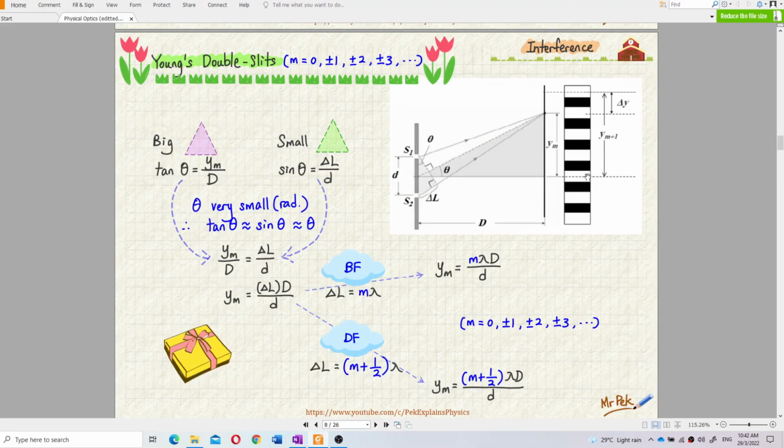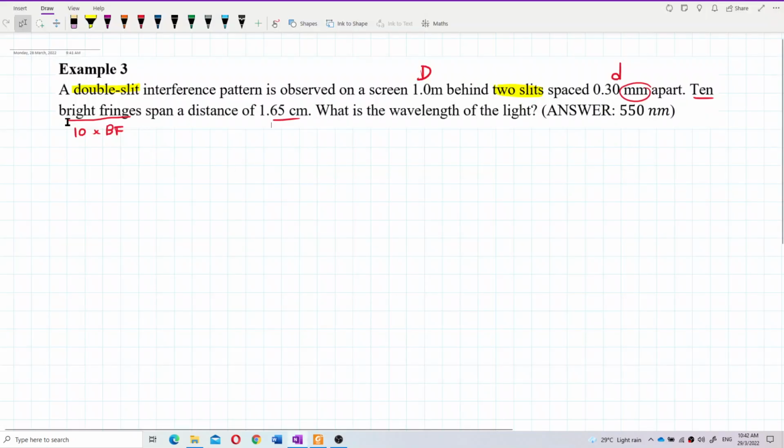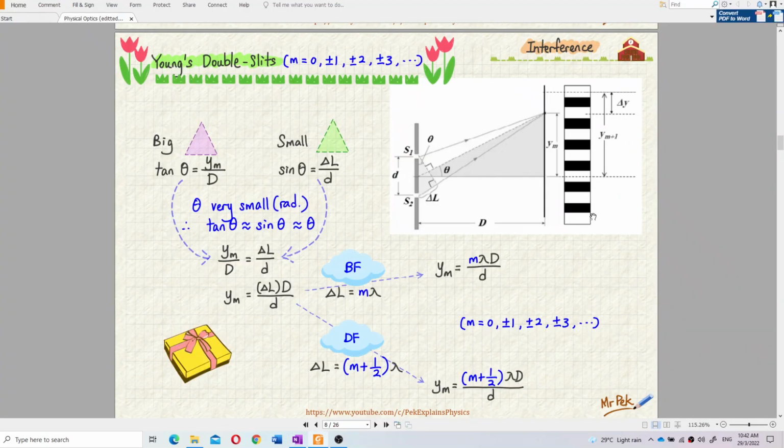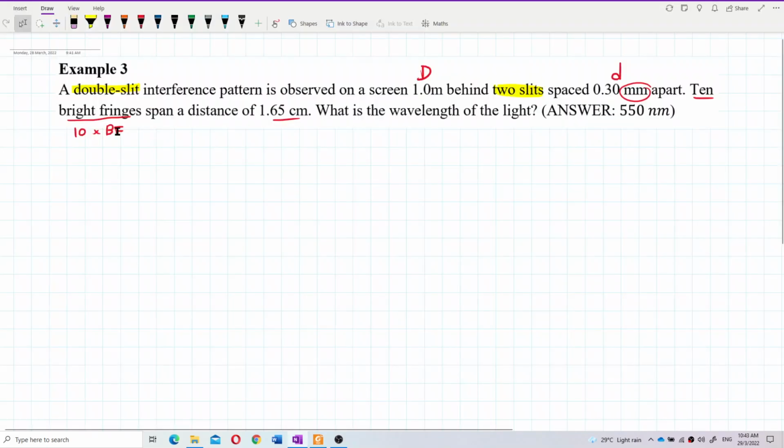There are 10 bright fringes observed on the screen. Like one here, this screen has how many bright fringes? You have 1, 2, 3, 4, 5, 6, 7. Only 7 bright fringes. So there are how many delta y? 1, 2, 3, 4, 5, 6. So 7 bright fringes, you have 6 delta y. So how about the 10 bright fringes? You must have 9 delta y.